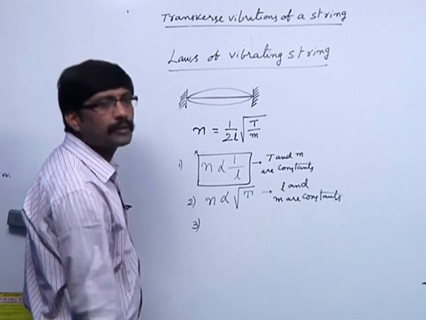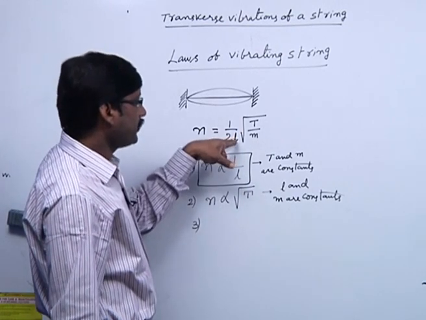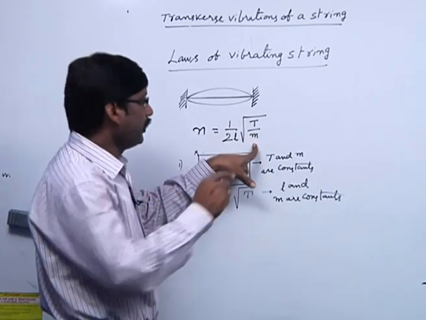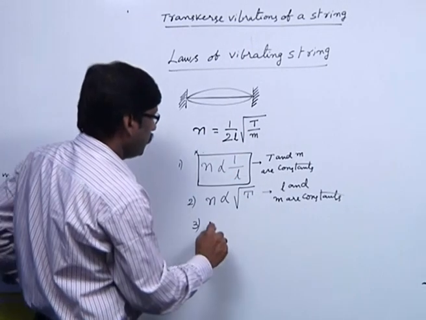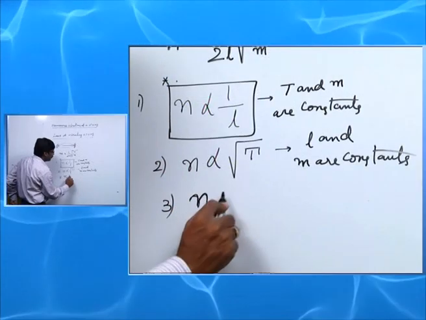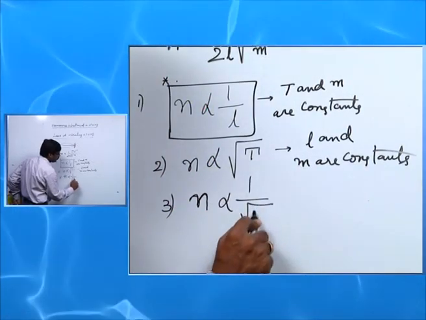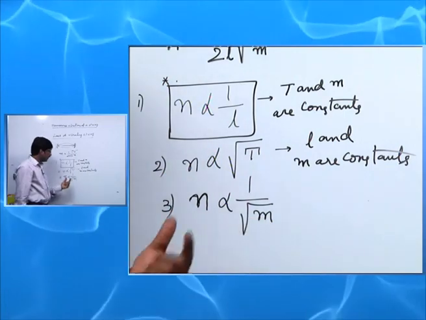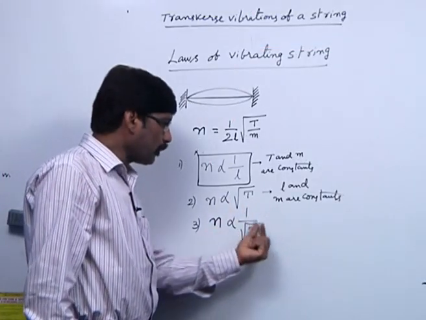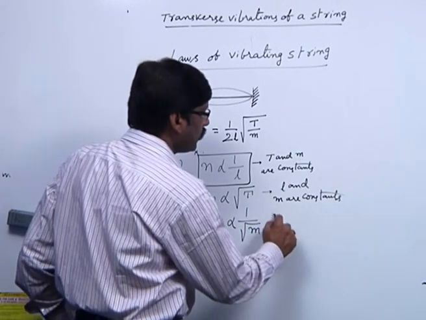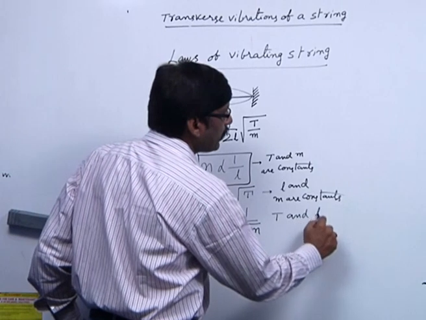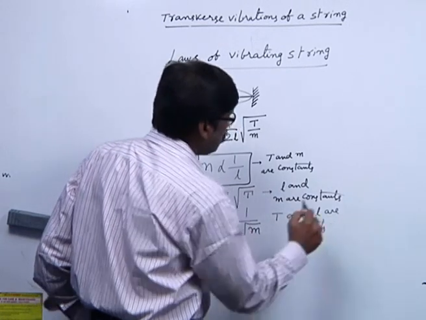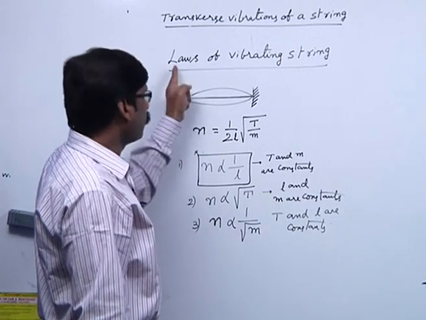In the third case, by keeping the same length and same tension but a different material, where the linear density will change, the frequency of the vibrating string is inversely proportional to the square root of linear density, provided tension and length are constants. These are the basic laws of vibrating string.